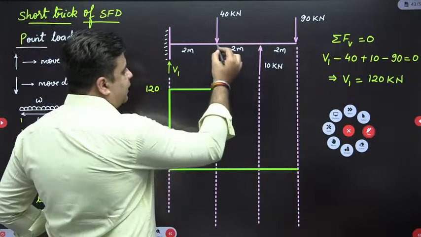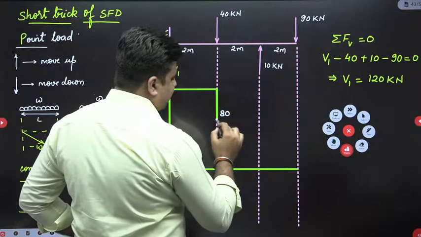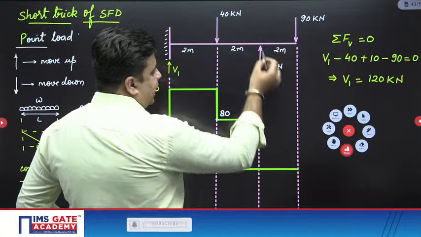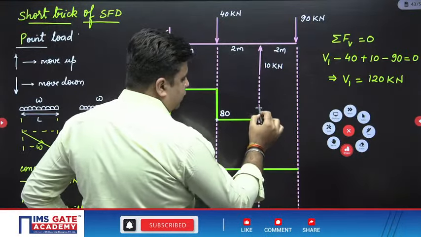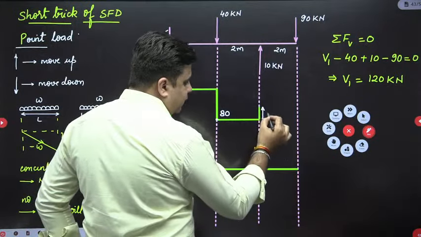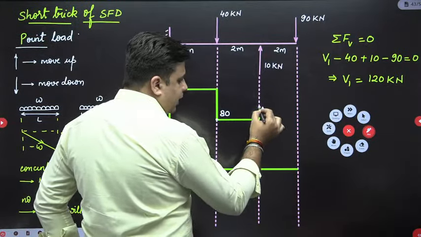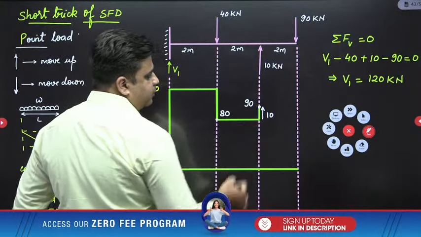Now again between these 2 points, there is no load acting. So the shear force diagram will be constant like this. At this point, you have to move up by the amount of 10. So if this upward movement is 10 kilonewton, what will be the value of this ordinate? This will be 80 plus 10, that is 90.